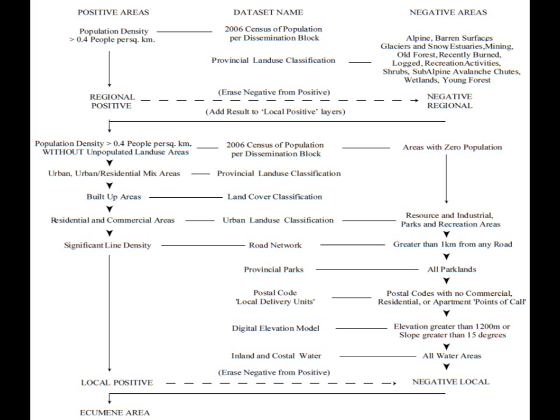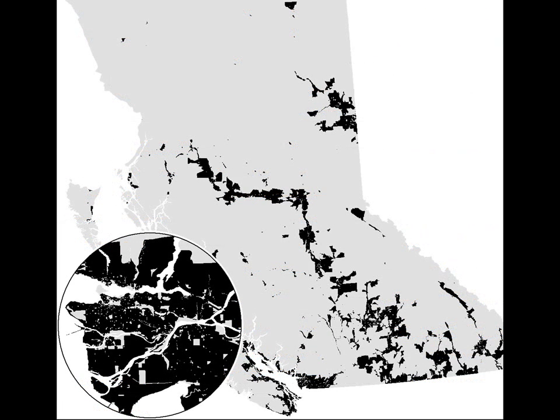So let me show you that in map form. Start with areas that have census population greater than 0.4 or 1 person per square mile. It's a very standard population baseline.